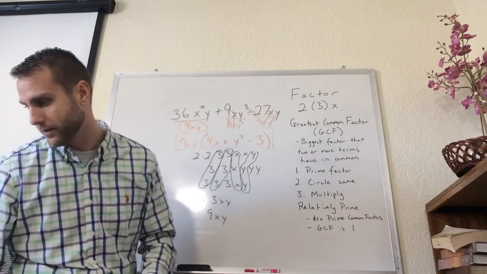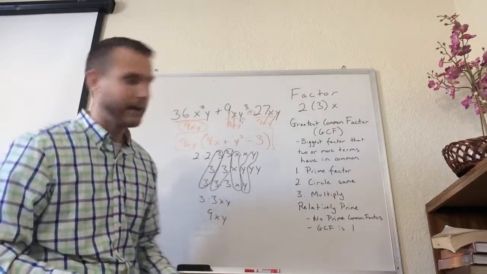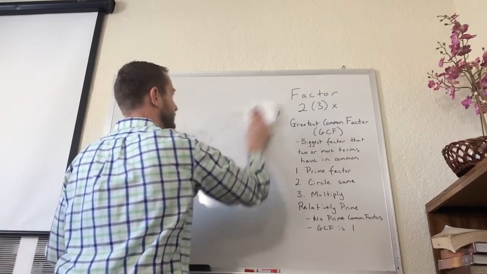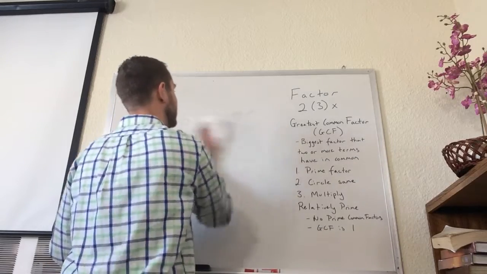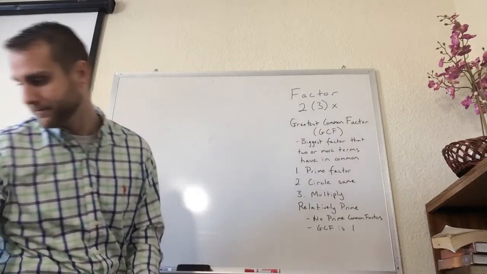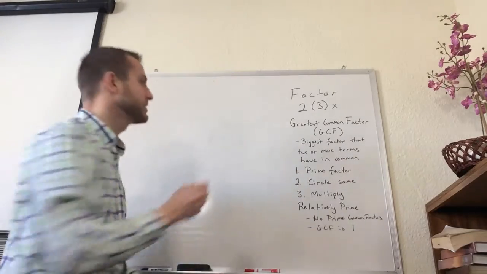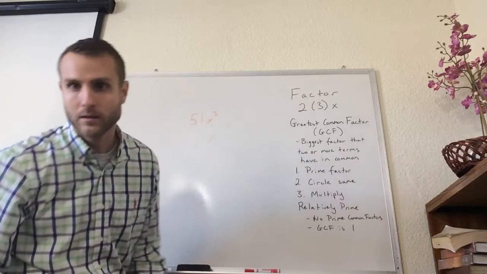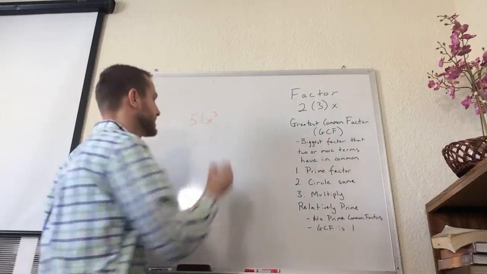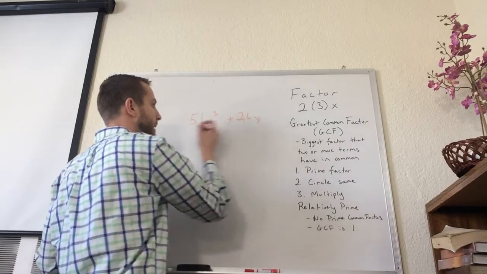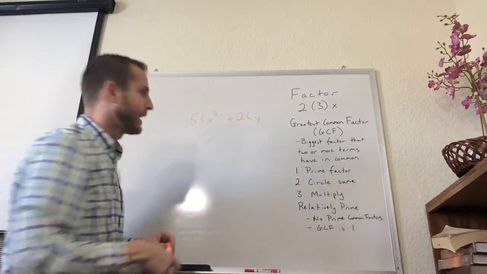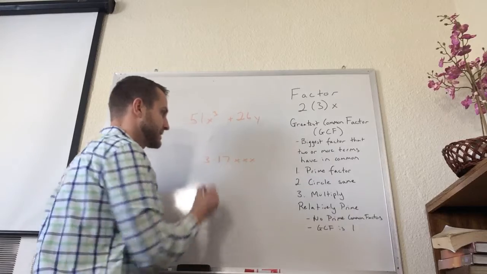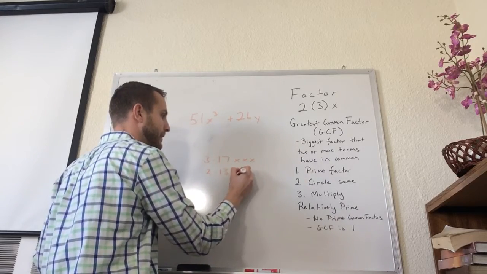Let me do another example here. I have 51x cubed plus 26y. So when I do my prime factorization for 51, I get 3 and 17, and then I have 3 x's. For 26, I get 2 and 13, and then I have 1y.